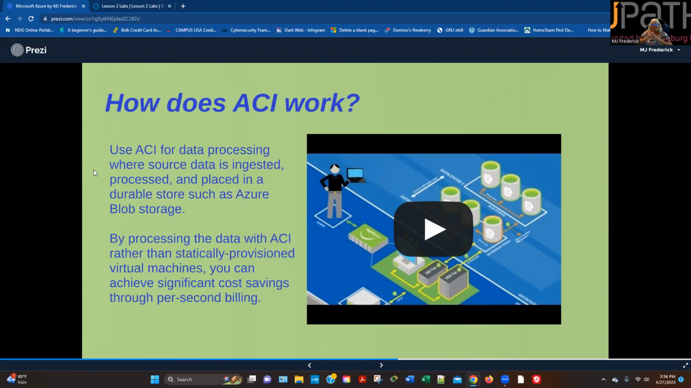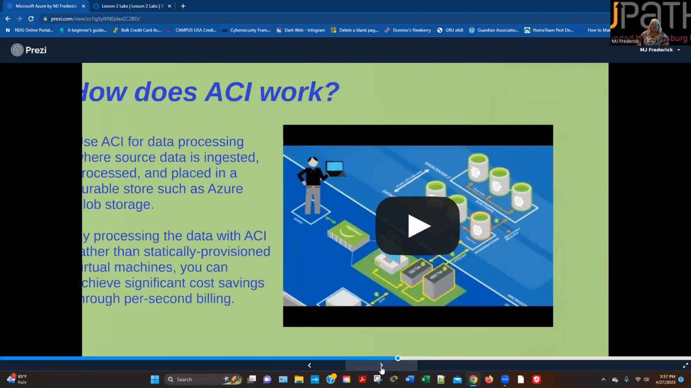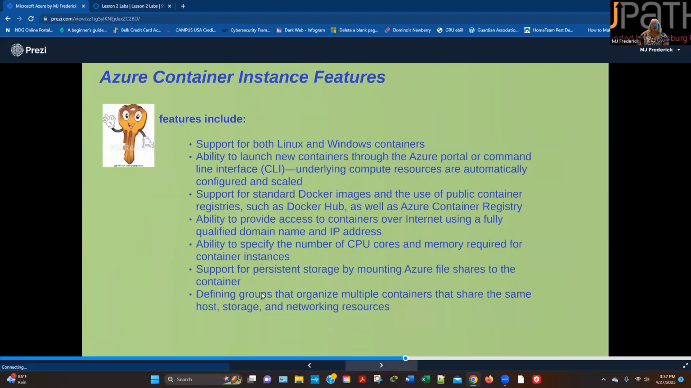So by processing the data with the ACI, rather than statically provisioning using virtual machines, you can achieve a very large cost savings through per second billing. And this video shows you more about that. So if it was my choice, I would go with containerizing that rather than using virtual machines. Okay, so I have videos in there for that.